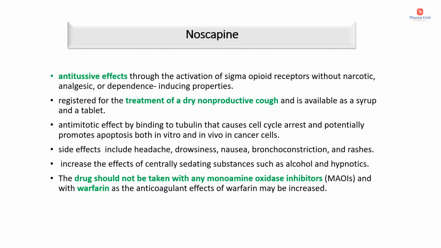Moving on to the next drug, which is noscapine. Antitussive effects of noscapine are through the activation of sigma opioid receptors without narcotic, analgesic or dependence-inducing properties. It is registered for the treatment of a dry, non-productive cough and it is available as a syrup and a tablet. It has an anti-mitotic effect by binding to tubulin that causes cell cycle arrest and potentially promotes apoptosis both in vitro and in vivo in cancer cells.